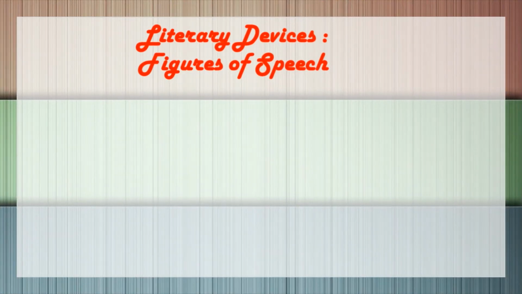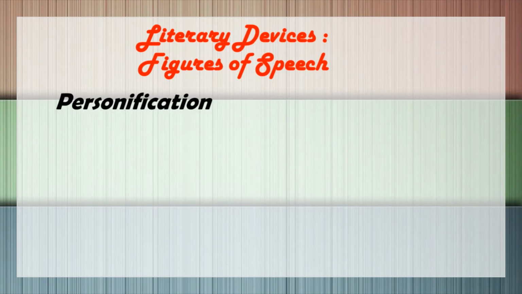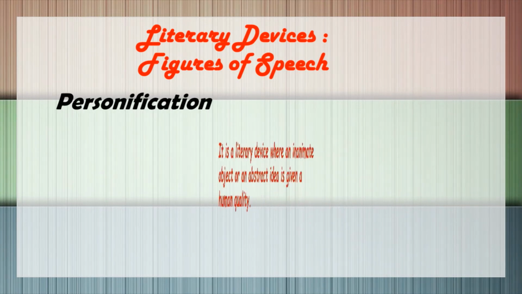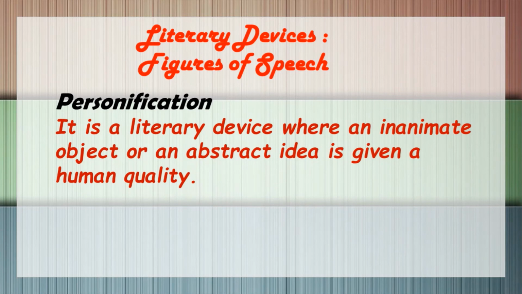The next new figure of speech that you're going to learn in this poem is personification, wherein an inanimate object or an abstract idea is given a human quality.